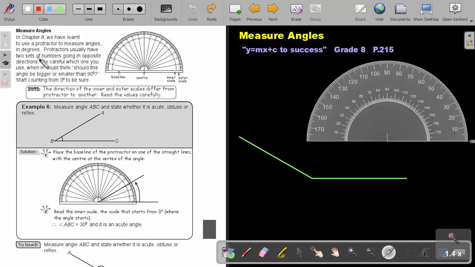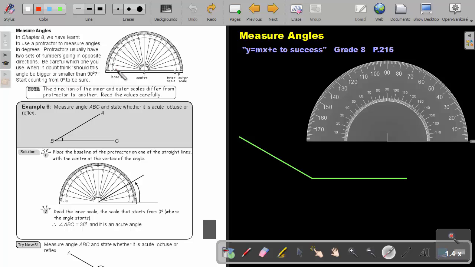Protractors usually have two sets of numbers going in opposite directions. Be careful which one you use. When in doubt, think, should this angle be bigger or smaller than 90 degrees? Start counting from 0 to be sure.